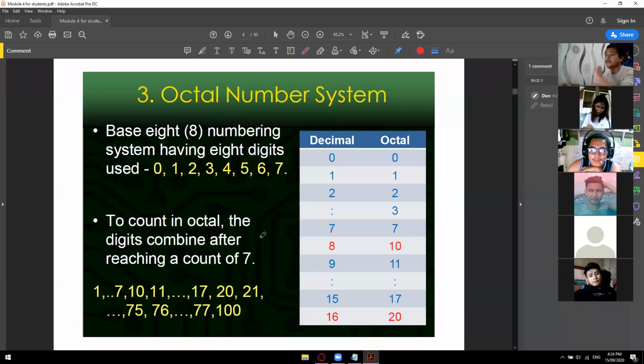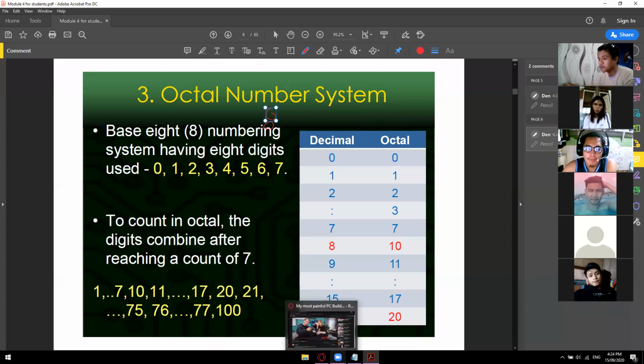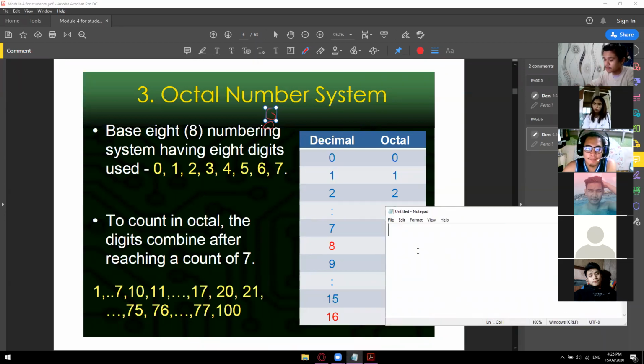Okay? Next one is octal number system. Okay, so from the word itself, supposedly, kapag sinabi natin octal or octa is 8. Diba? But then again, mag-i-start tayo lagi sa 0. So, hindi natin ma-reach yung 8. Kaya 0 to 7 lang to, yung range na ito. Okay? And then, tong octal na to is base 8. Okay? So, to count in octal, you just combine after reaching a count of 7. Okay? Sa octal, wala tayong 8 at 9. Pero meron tayong 10. Okay? So, kung i-represent natin to, let's say octal. So, ito yung octal form na. So, ito yung decimal form.